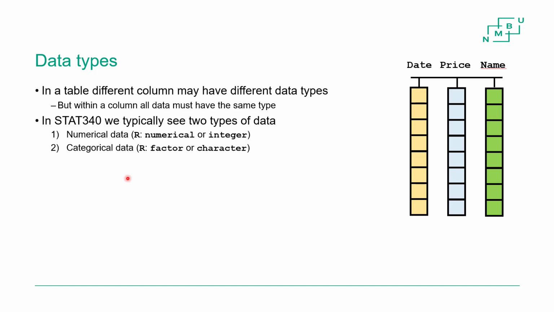In STAT340, we typically see two types of data. Numerical data, which is in R either of type numerical or integer, and that's numbers. For instance, this column here, prices, I guess will be numerical. These are numbers, quantities. Also date: even if date is a data type in itself in R, when it comes to using it in data analysis, we typically convert it to some numerical variable.